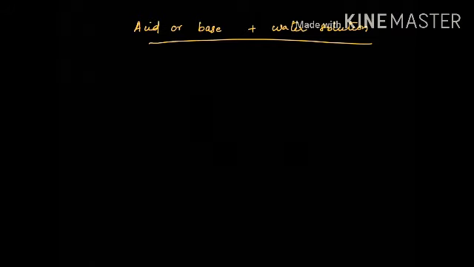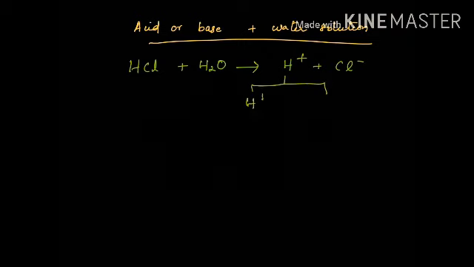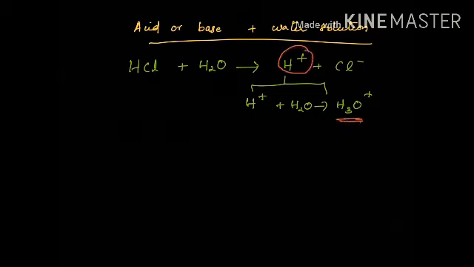So what we have studied now is, when an acid HCl reacts with the water, it will form H plus ions and Cl minus ions. This H plus ion will react with the water to form H3O plus ions. So instead of H plus, we can write H3O plus. So we'll rewrite this equation as HCl plus H2O gives H3O plus plus Cl minus. Okay, hope you have got it.